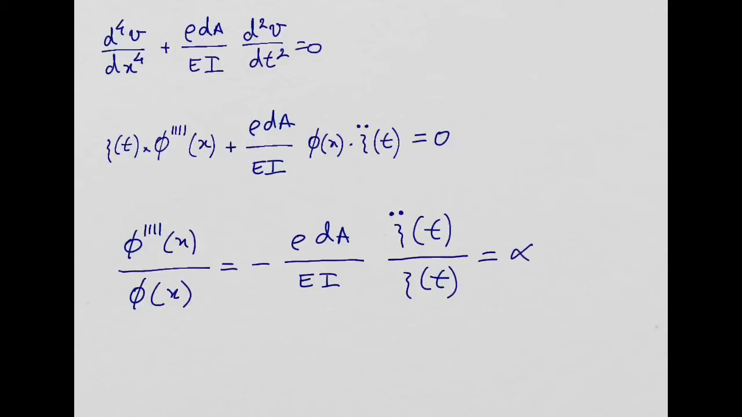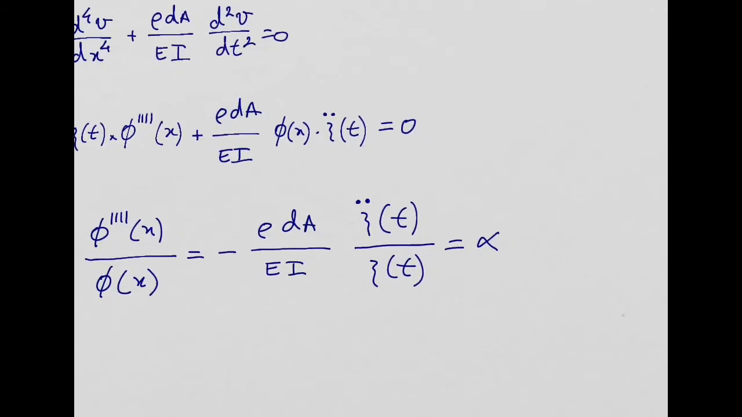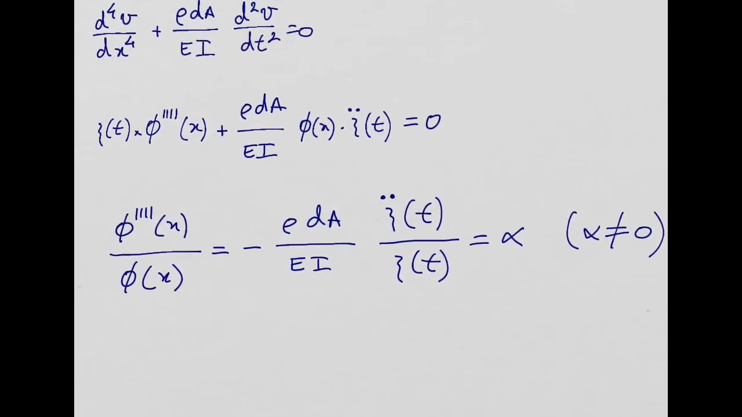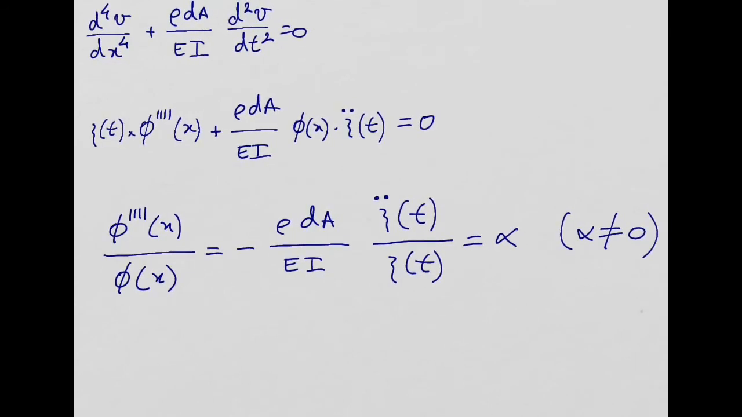And I will call this constant alpha. It's the only way I can have this equation valid, if they are equal to a constant. And of course, this constant alpha cannot be equal to 0, because otherwise we'll have a non-dynamic problem, right? The beam is not vibrating, right? So that is the constraint you need to have on this constant alpha. It cannot be equal to 0.